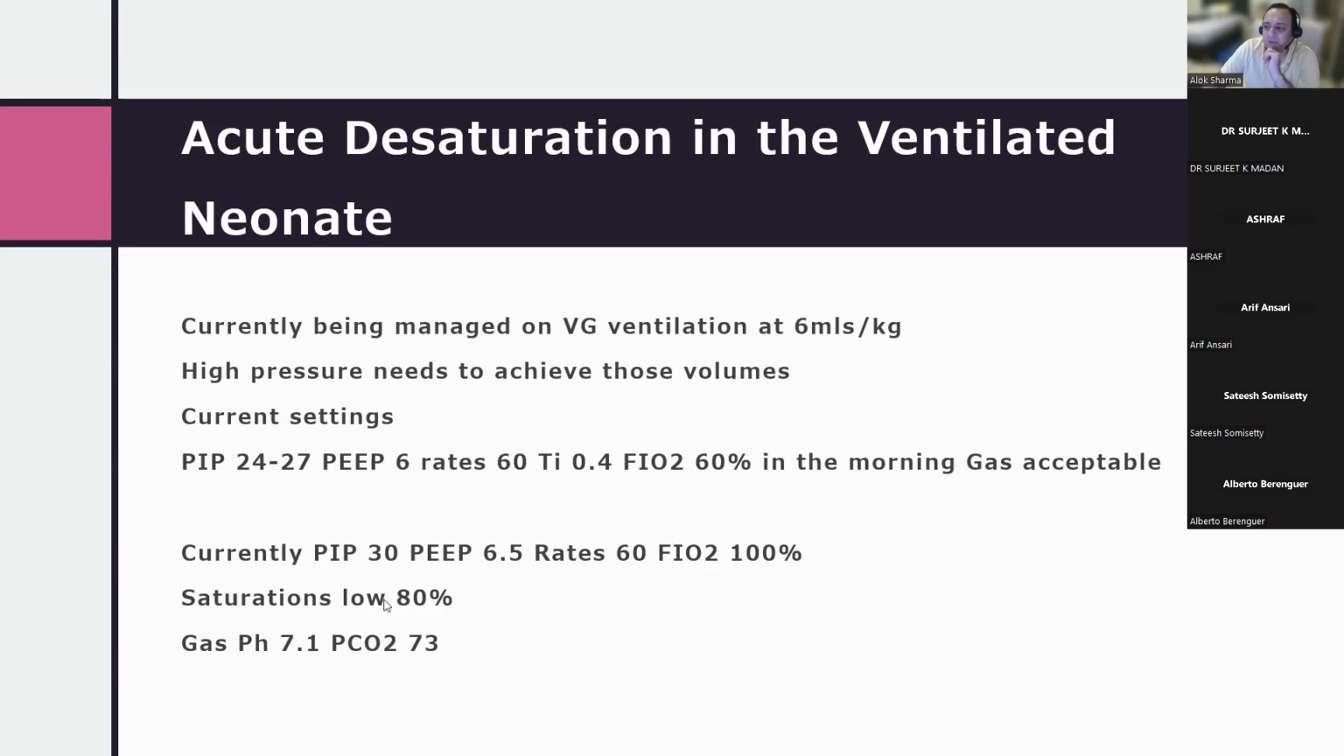Our saturations pre-ductally and post-ductally are both 80%. There are no heart murmurs on examination. At the moment, the air entry is equal. The nurses have done a gas with a pH of 7.1, and the CO2 is 73, which in kilopascals is about 10 kPa for people from Europe and the UK. So that's our situation. What would you like to do?